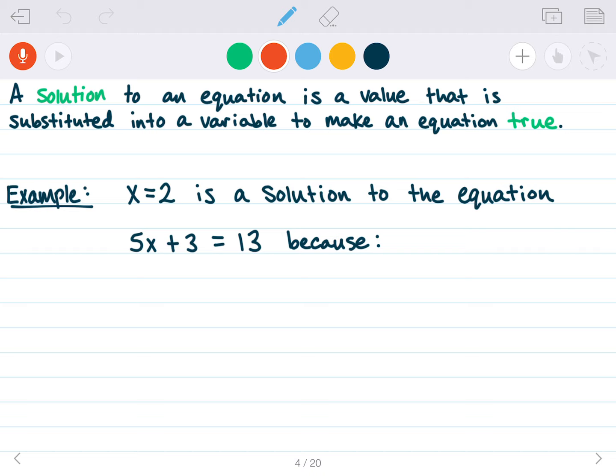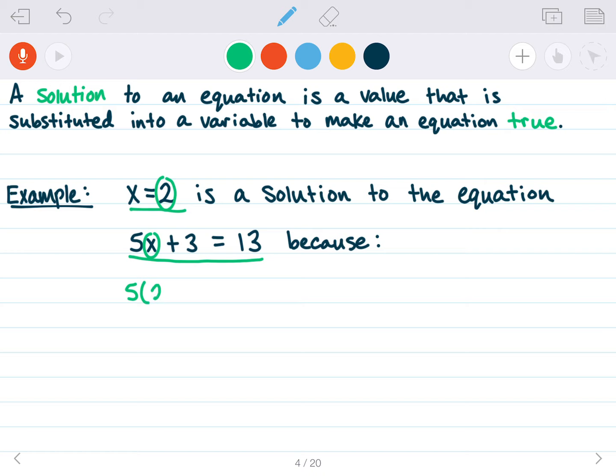What we're going to be doing for the rest of this video is searching for solutions to equations. A solution is a value that we can substitute in for the variable that makes an equation true. For example, x equals 2 is a solution to the equation 5x plus 3 equals 13. Why is that? Well, because if we sub in our solution 2 for x, we get the following.